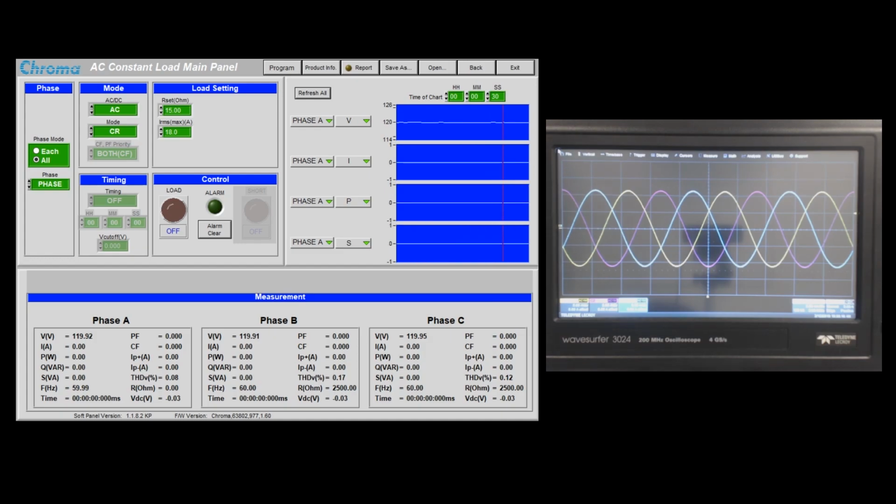Each phase's load level, crest factor, and power factor can be set individually for unbalanced loading. In this example, I'll set phase A to 3 amps, phase B to 5 amps, and phase C to 3.5 amps.